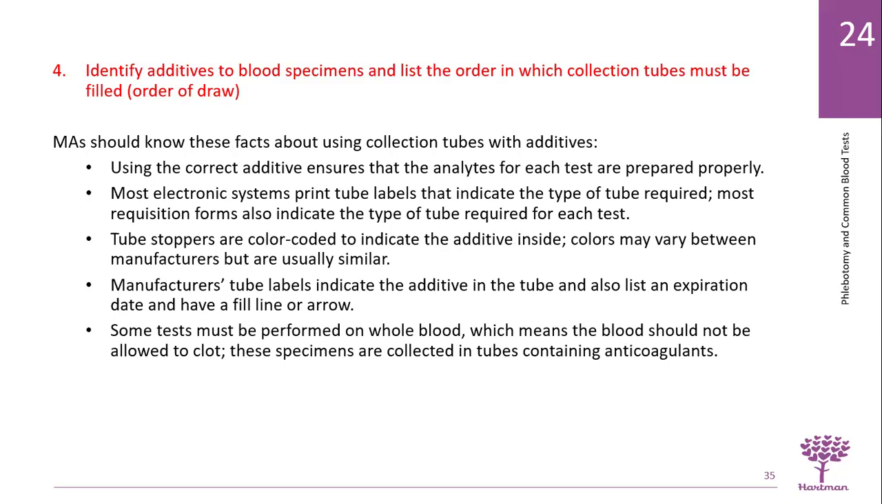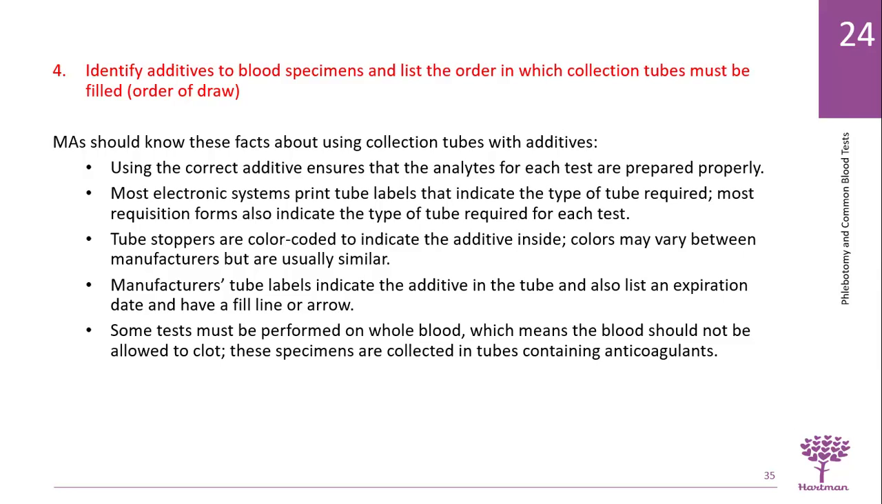Most electronic systems print tube labels that indicate the type of tube required. Tube stoppers are color-coded to indicate the additive inside. Manufacturers' tube labels indicate the additive in the tube and also list an expiration date. Listen, when you're preparing to draw blood, you want to make sure your tubes are not outdated. That could be a pre-analytical error that could cause problems with the test results. Always check your tube expiration dates. And also make sure that the blood goes to the fill line on the tube. That's a little line showing how much blood should be collected in that tube.